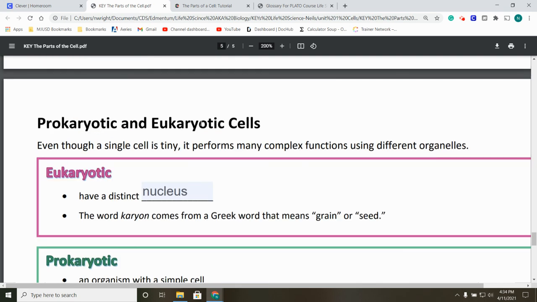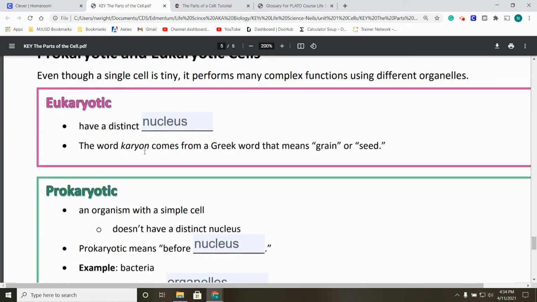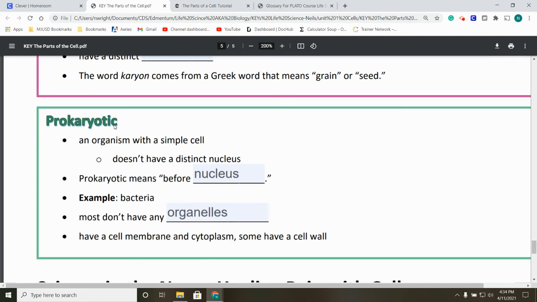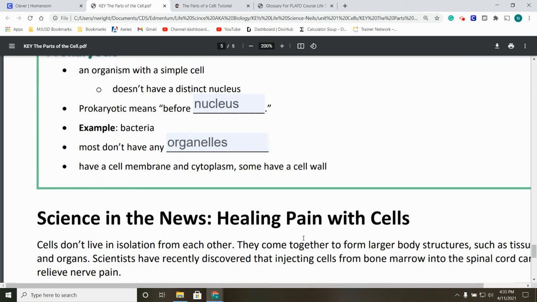Prokaryotic and eukaryotic cells. Eukaryotic cells have a distinct nucleus. The word karyon comes from the Greek word that means grain or seed. Prokaryotic, an organism with a simple cell, does not have a distinct nucleus. Prokaryotic means before nucleus. Example, bacteria. Most don't have organelles. They have a cell membrane and cytoplasm. Some have a cell wall.